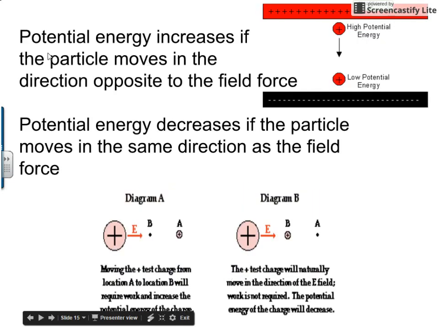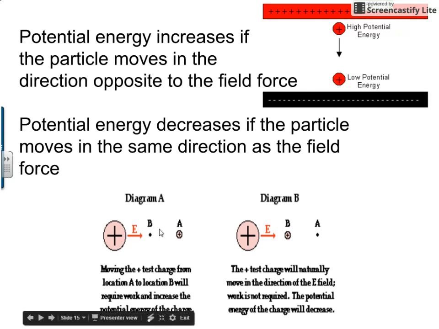So again, potential energy increases if the particle is moving in the direction opposite of the field force. If you are forcing it to do what it doesn't want to do, positive together, negative together, you have a high electrical potential energy. If you get that positive charge by a negative charge, you have low potential energy. As it gets closer and closer, the positive and negative together, you have less and less potential energy because you're moving in the direction of the field force. They want to be together when they are opposite charges.